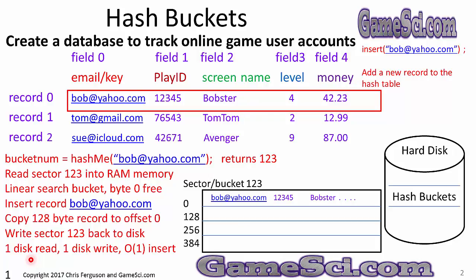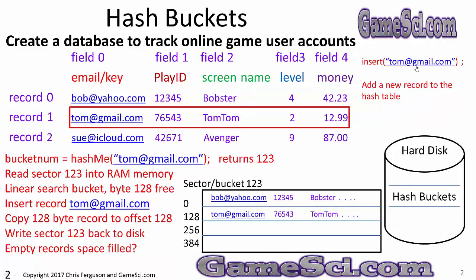You'll see it took us 1 disk read to load bucket 123. We changed it in RAM and did 1 disk write at the end of our insert. This is big O order of 1 insert. Hash tables are fast because you jump straight to the sector where your data is stored. One disk read, one disk write. That is an order of one algorithm.